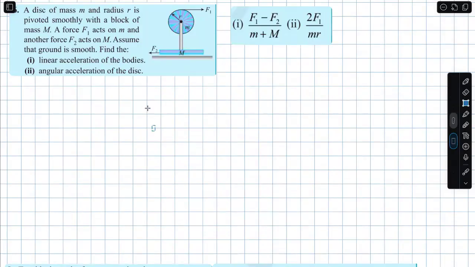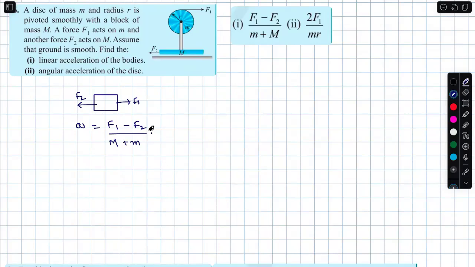This is an easy question. What if I take the entire thing as one single system? What are the forces acting? One force is F1, the other force is F2. Acceleration is F1 minus F2 by capital M plus small m. Any doubts? Next, that is acceleration. F1 minus F2 by capital M plus small m. Next.